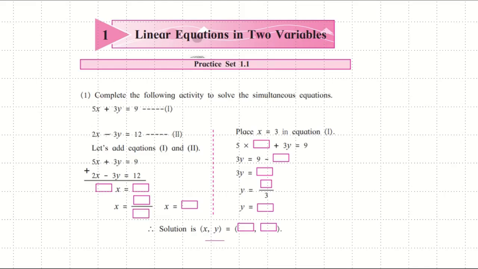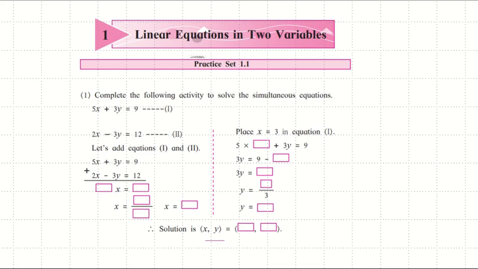So the first question is: complete the following activity to solve the simultaneous equations, where we have already been given 5x + 3y = 9 as the first equation and 2x - 3y = 12 as the second equation. So let's add both the equations, equation 1 and equation 2. Here we need to find the values of x and y.